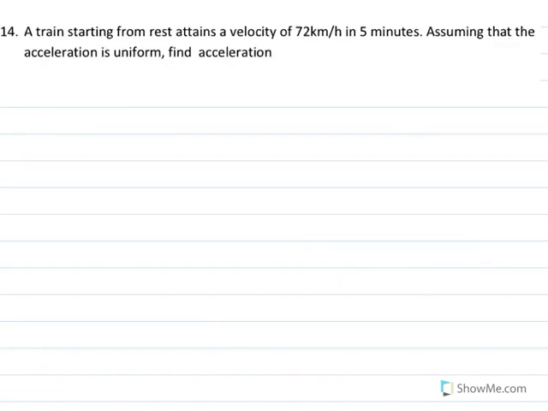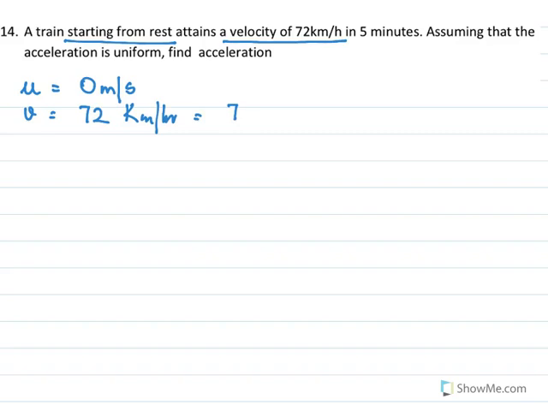A train starting from rest, u equal to 0 meter per second, attains a velocity of 72 kilometer per hour. So final velocity is 72, but it is kilometer per hour. We cannot work in kilometer per hour. We've got to make meter per second. So 72 we do 5 by 18 to make it meter per second. And on cancelling, here we get 20 meter per second. So remember, our v is 20 meter per second.